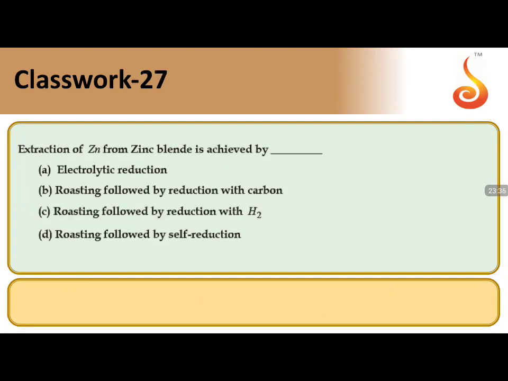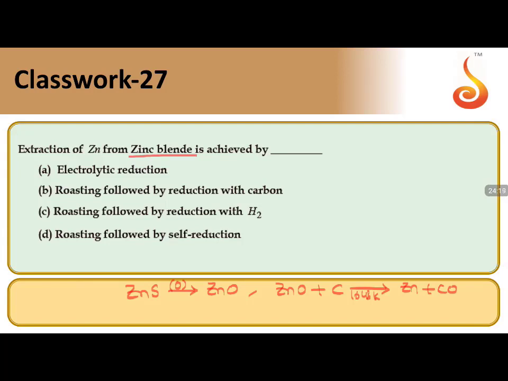Coming to the 27th question, extraction of zinc from zinc blende is achieved by? Let us see. First, zinc sulfide will be converted into ZnO on the roasting process. Further, this ZnO will be reacted with carbon at nearly 1643 Kelvin temperature, which gives you zinc plus carbon monoxide. This is going to happen.